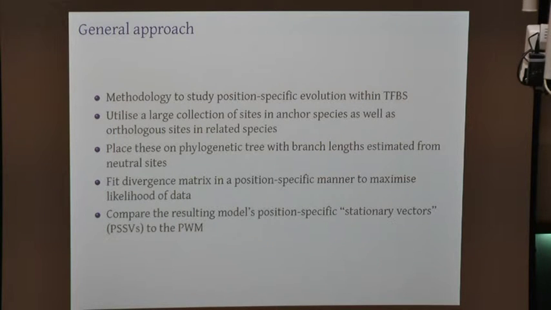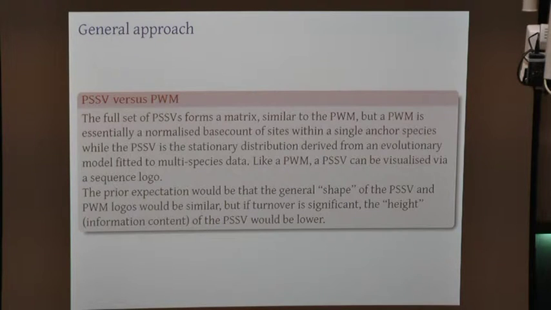Yeah, the sequences that we actually have are the leaves, and the nodes are unknown ancestors. It's a snapshot in time. So it's a large collection of sites within human, within chimp, and so on. Right. So we have this independently for each position within a binding site, and so you have a vector of stationary values, and this n by 4 vector forms a matrix like the position weight matrix. But it has a different interpretation.